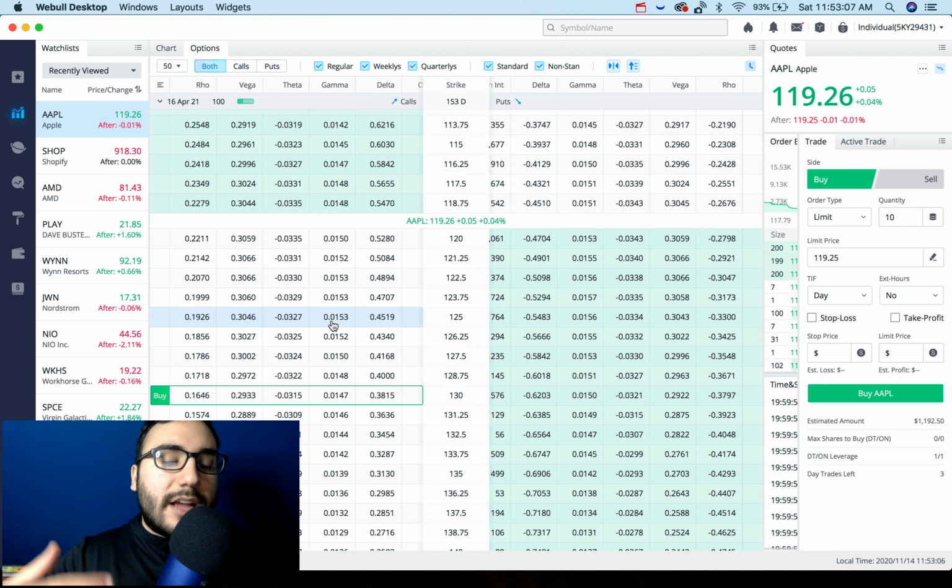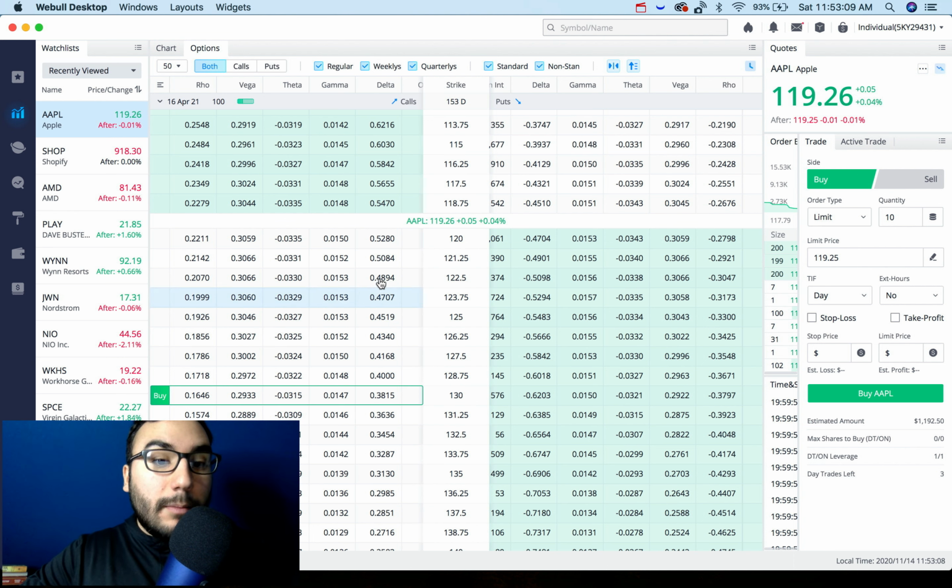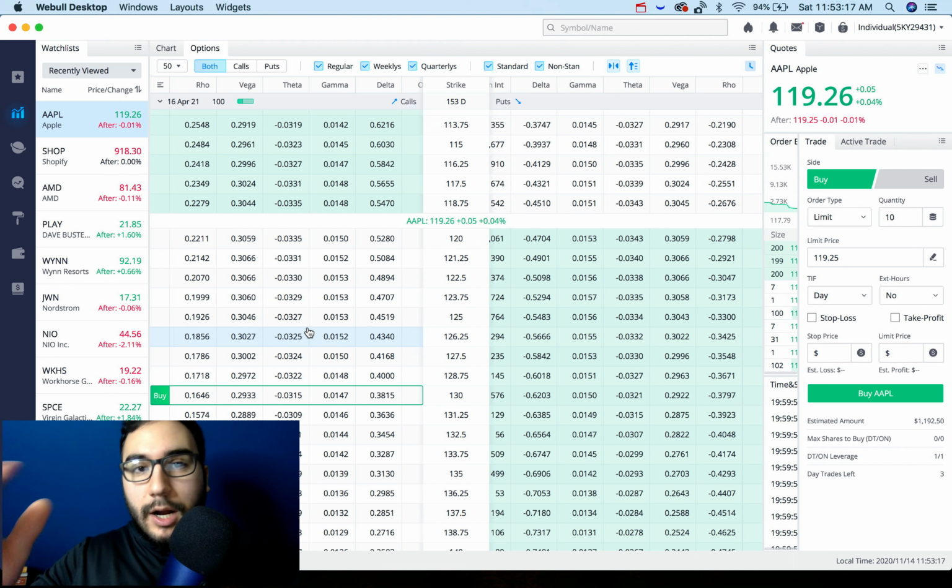So for me, guys, I use these four mostly, delta, gamma, theta, and vega, to do my option analysis, to see how much an option will move up or down in this scenario, that scenario, right?